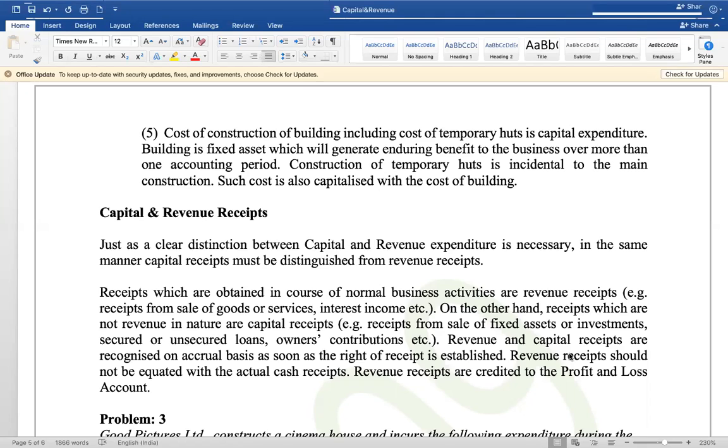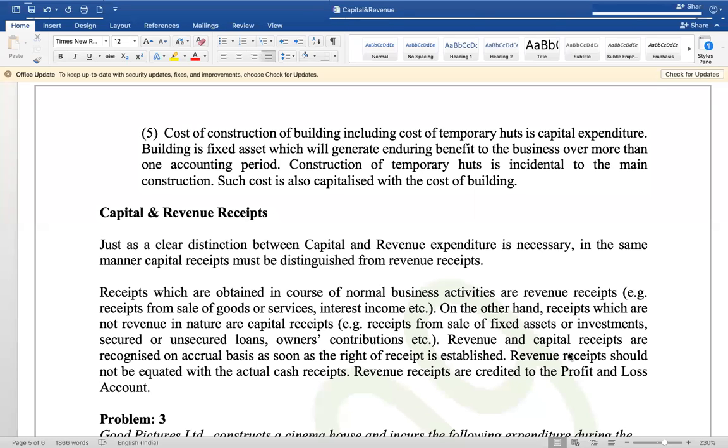What type of those receipts can we see? It may be the sale of goods, or the sale of services. It may be interest income, dividend income, or rental income. All these incomes, all these receipts, are for a short period. These are all revenue receipts. Commission received is received in a short period. So these are the examples for revenue receipts.